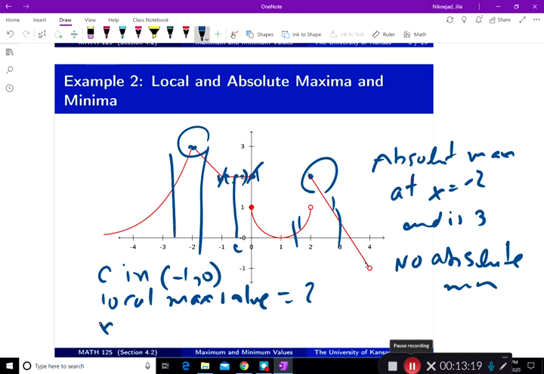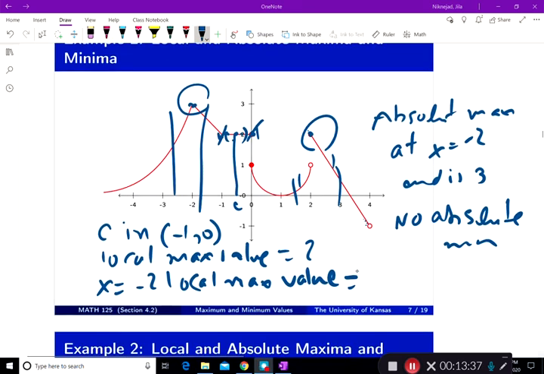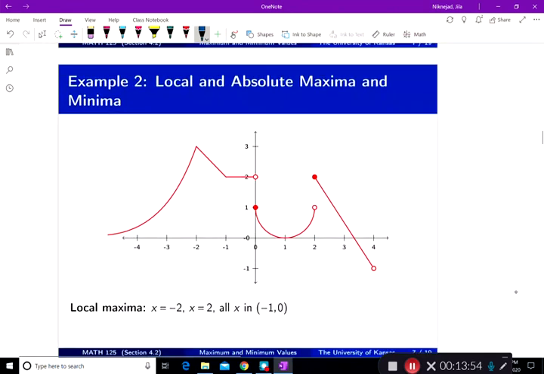For x equal to -2, local max value equal to 3. For x equal to 2, local max equal to 2. How about local min? Let's move on to the next page and talk about local min.